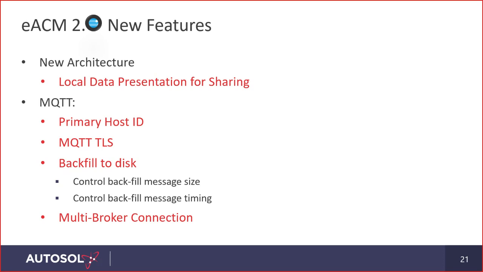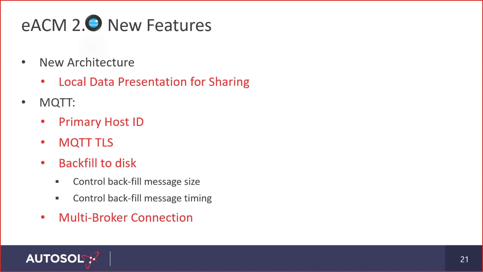On the MQTT side, we added the ability to nominate a primary host ID, which lets us detect a client behind the broker that goes offline. If we have one primary host ID and 1,000 other clients, but that one primary host ID goes offline, eACM will go into backfill mode to make sure that important client gets the data. We can also do MQTT TLS because we have, believe it or not, had several conversations with y'all's IT departments, and we'll do what they tell us to do.